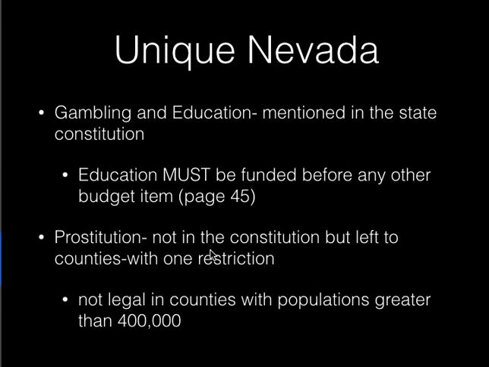All right, prostitution is not in the Constitution, but has been left to the counties with one restriction. Prostitution is not legal in counties with populations greater than 400,000 people. So Clark County and Washoe County are not allowed. They have too large of a population.